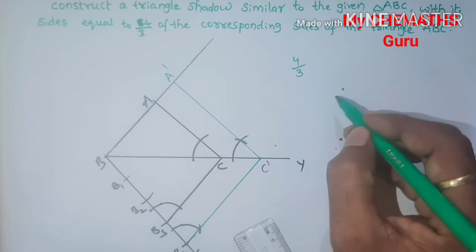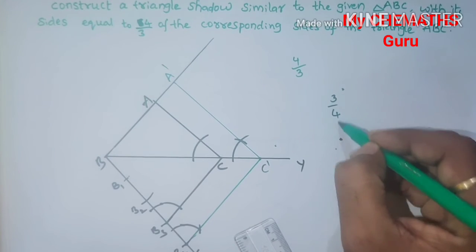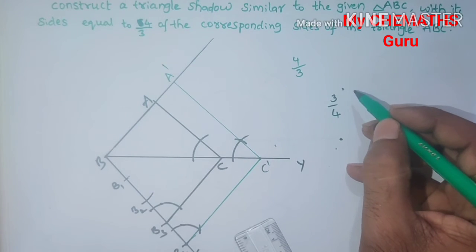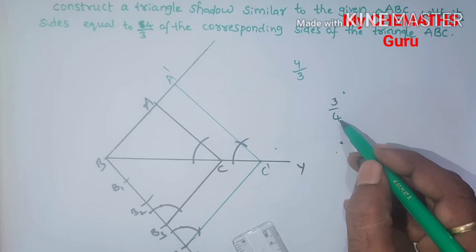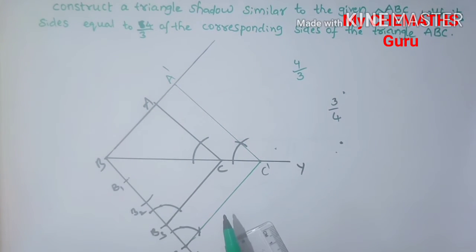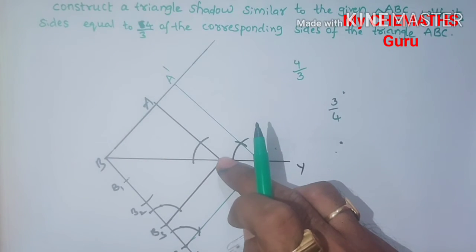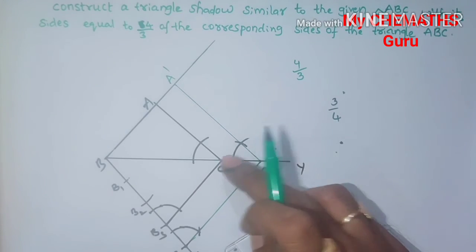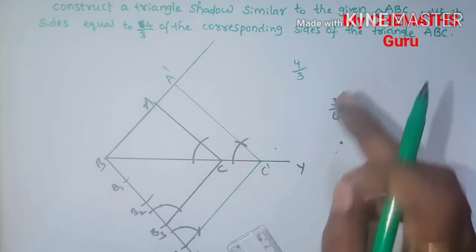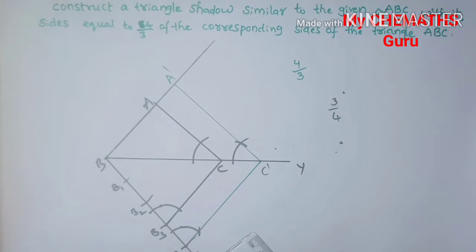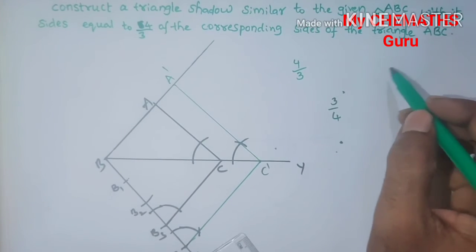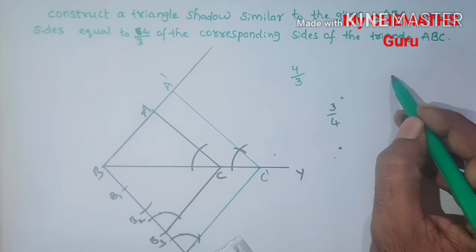Suppose the ratio is 3/4, if they give 3/4 of the corresponding sides, here 4 is the denominator, so we will locate 4 points on this BX. The denominator we will join to the original end point. Later, through the numerator, that means through B3, we will draw a parallel line to B4C. Understood? So like this you have to solve. A rough figure we can draw like this easily, no objection in that.